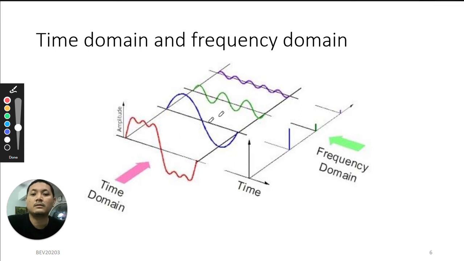Right, this is actually a combination of signal 1, signal 2, and signal 3, and so on, if there exists. So all these three combine to become this one signal. So that is the idea of looking at frequency domain.